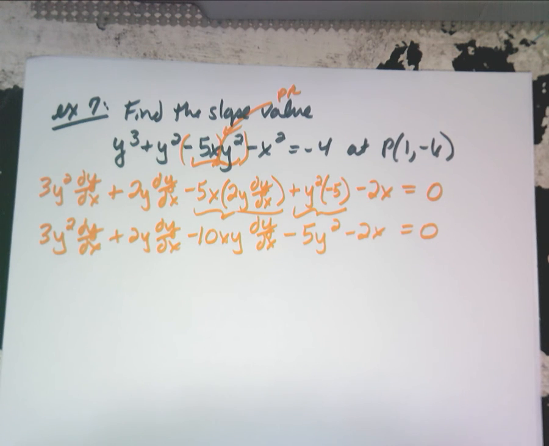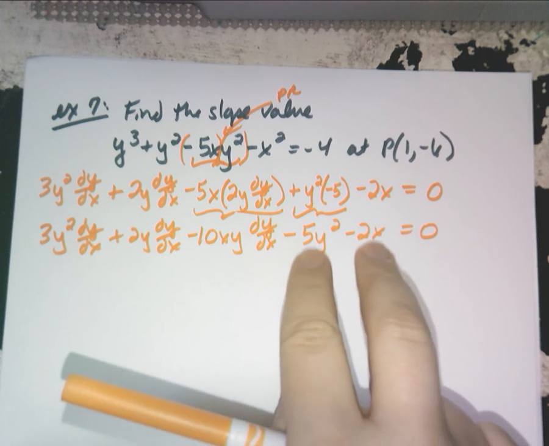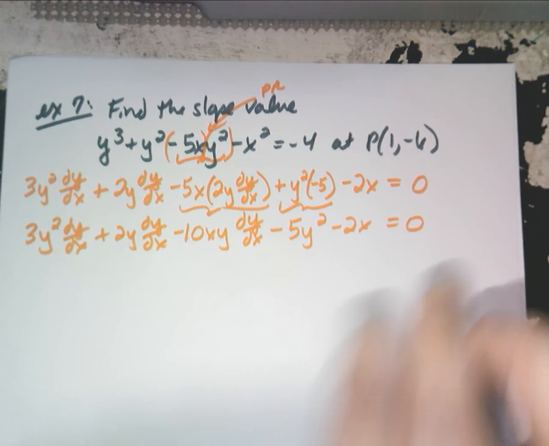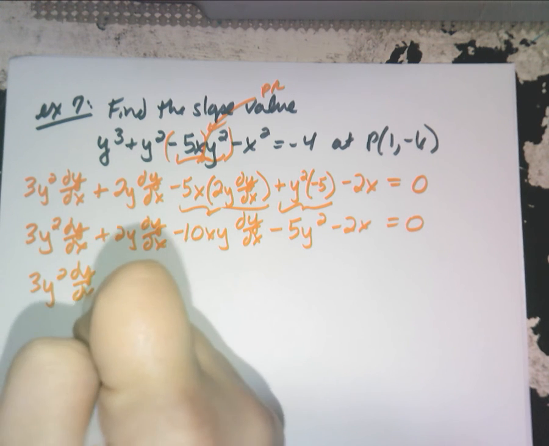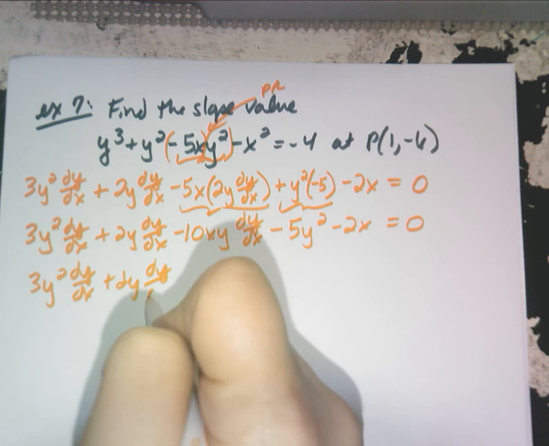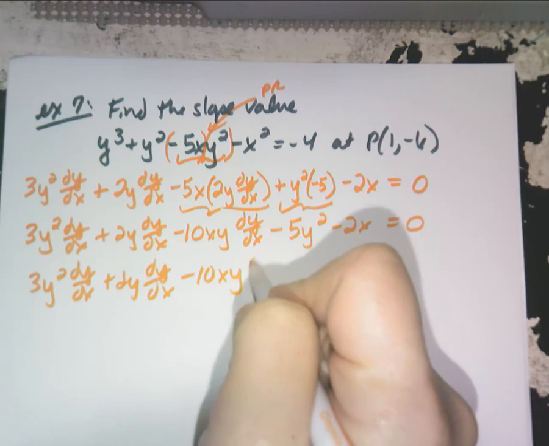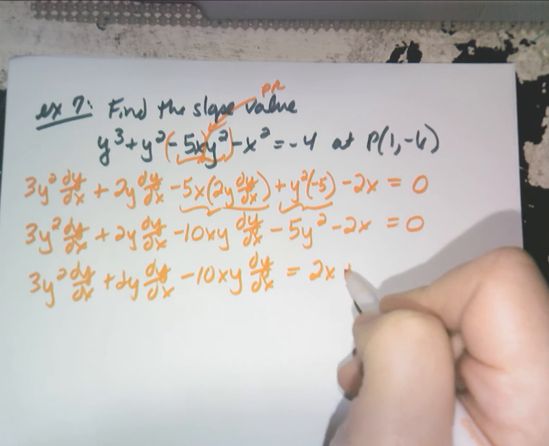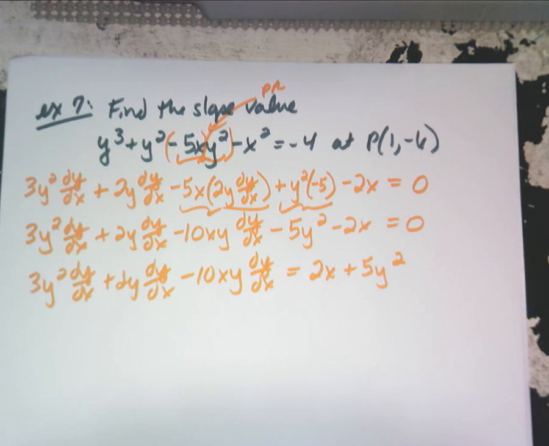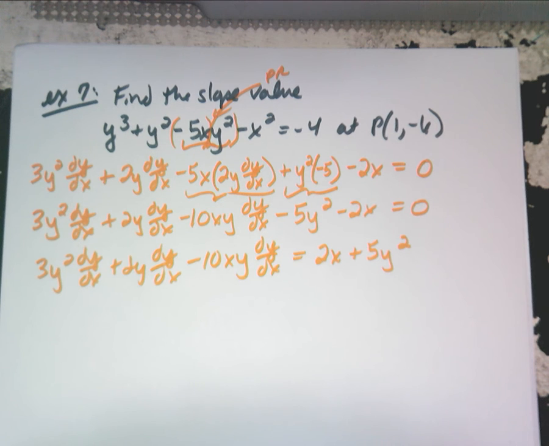You'll see why. Now, step number 3 is to get all your dy/dx's on one side and move everything else over. So anything that doesn't have a dy/dx, get it out. These two right here, move them to the other side. So 3y squared dy/dx plus 2y dy/dx. I'm actually writing this for no reason because you'll probably all skip this step right here. Equals 2x plus 5y squared. Agreed?